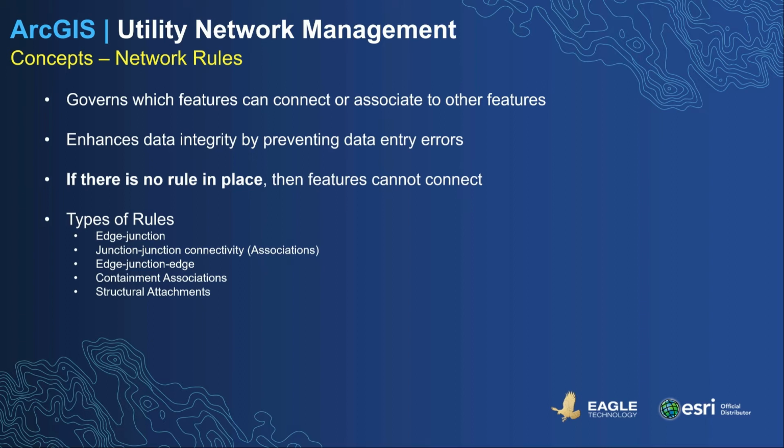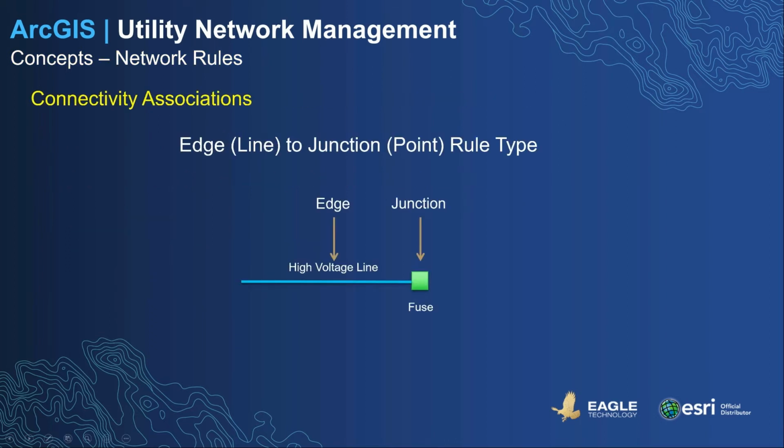For instance, if there is no edge-to-junction rule for a particular pair of features, then you won't be able to snap these features together. There are various types of network rules, and you'll see examples in some of the demo up ahead. Firstly, we have edge-to-junction rules, which control the types of line features that can be connected to point features, and they're based on geometric coincidence. For instance, a high-voltage line connecting to a fuse.